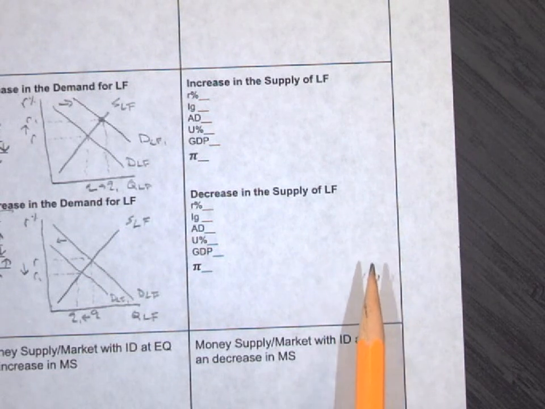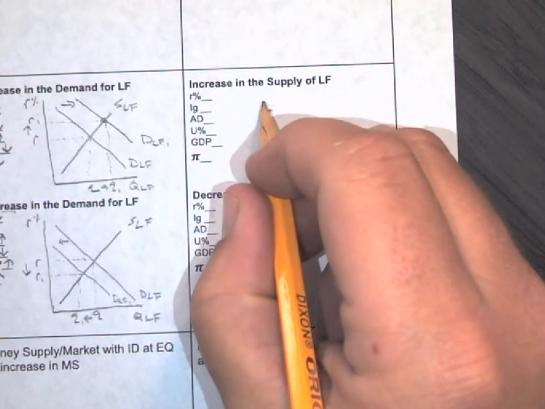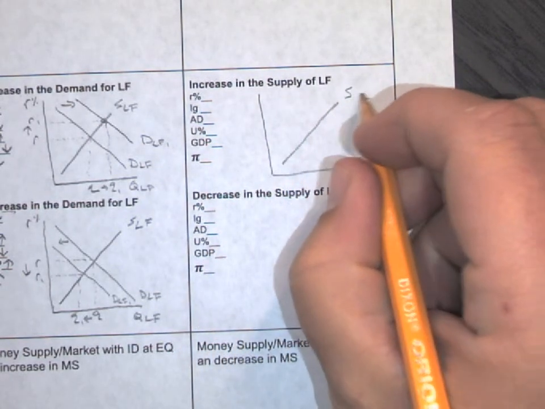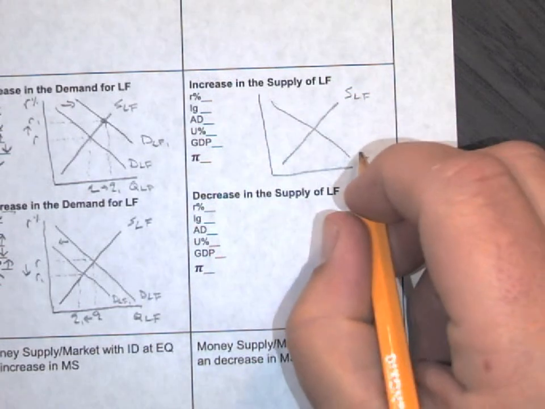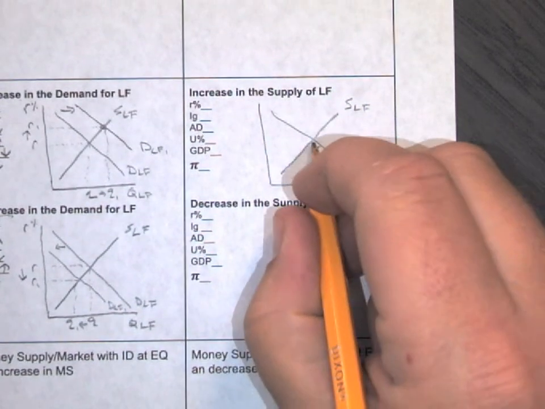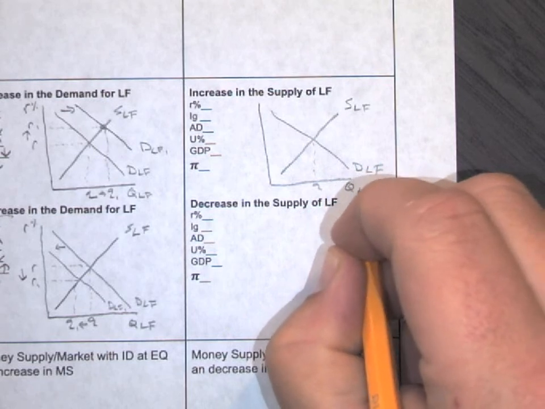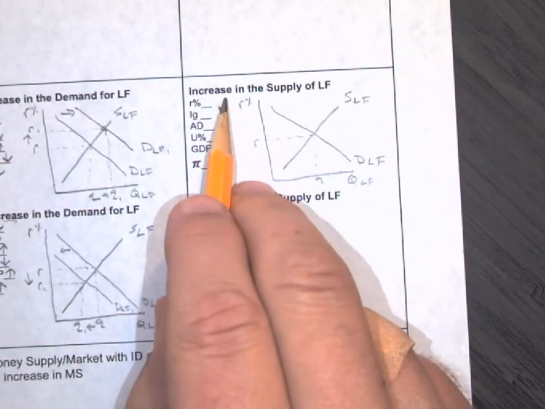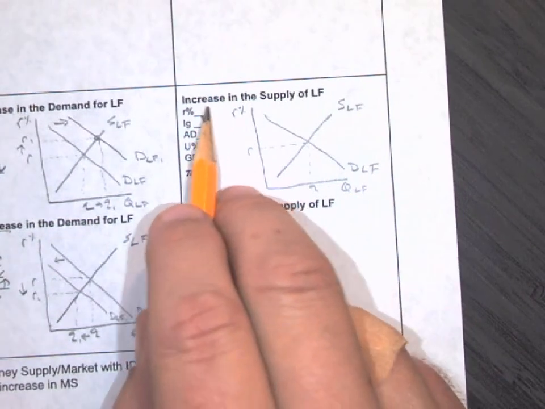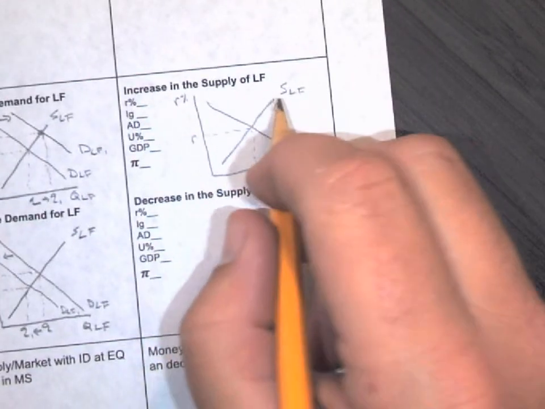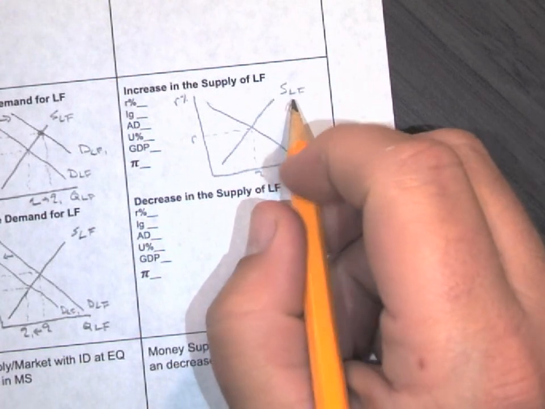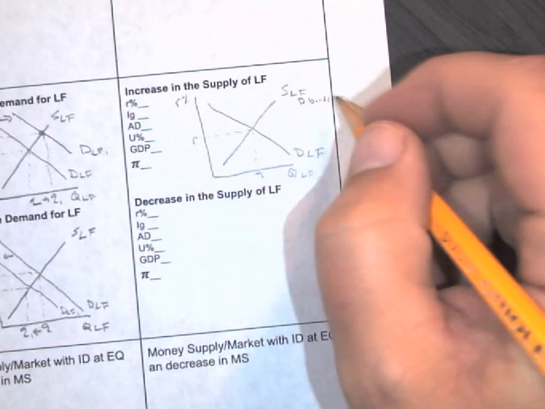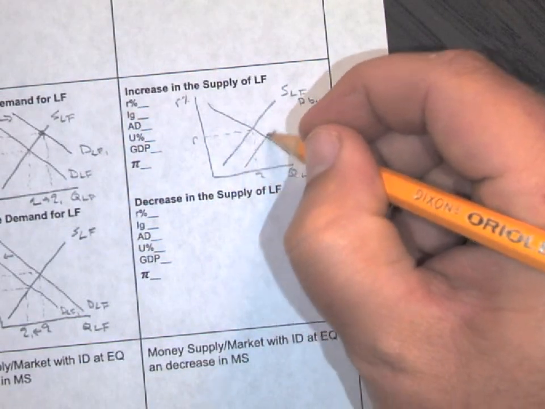Okay, now the increase in the supply of loanable funds. We're going to have our loanable funds market. So supply of loanable funds, our demand of loanable funds. Now, an increase in the supply of loanable funds means that people are putting their money in the bank, or instead of putting your money into a savings account, you can also demand bonds. So if there's an increase in the supply, then that will shift to the right.